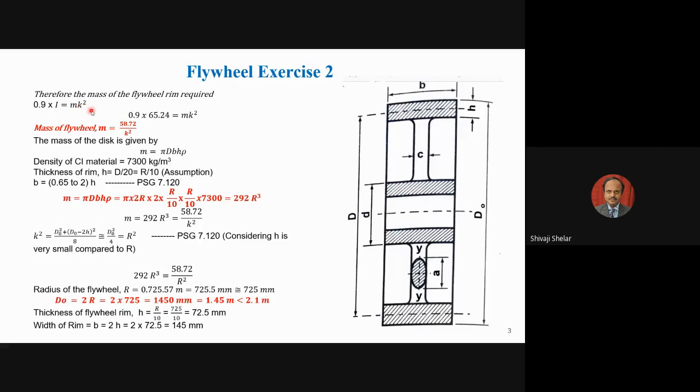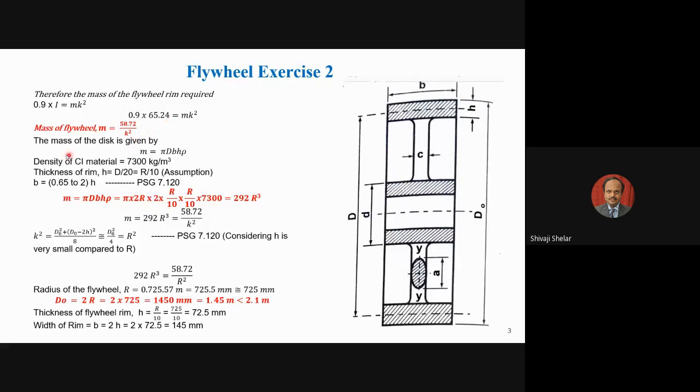So m into k square, where k is the radius of gyration. We are going to see what the radius of gyration is also. By putting this value of I here, I get 0.9 into 65.24 is equal to m k square. So the mass of the flywheel rim required, m, is equal to, if I multiply this and take this k square down, 58.72 upon k square. So this is one way we can calculate the mass of the rim required.